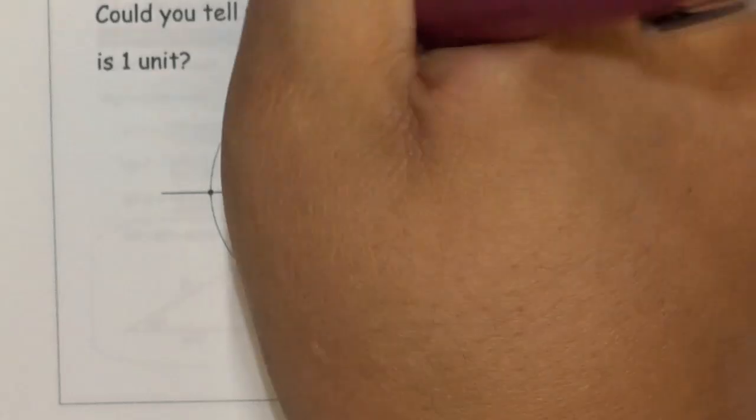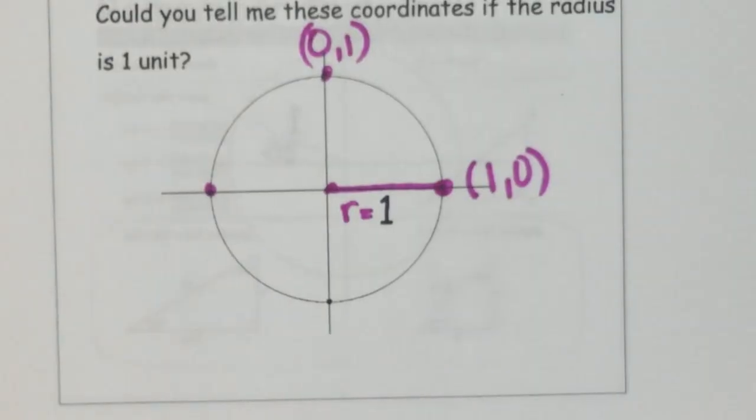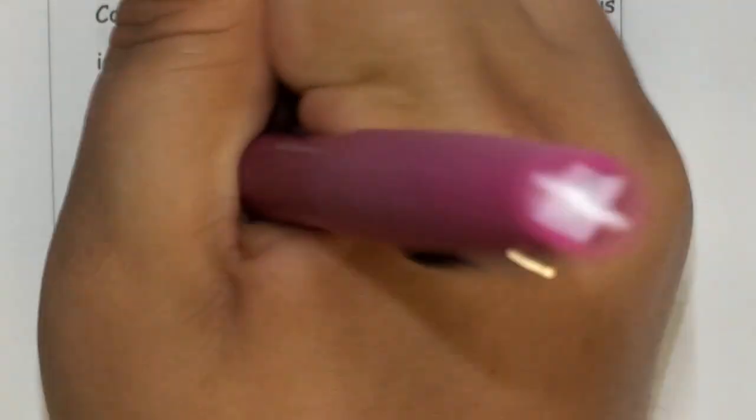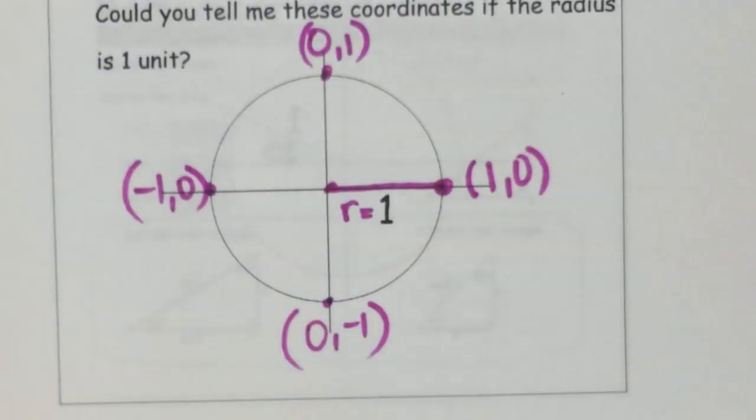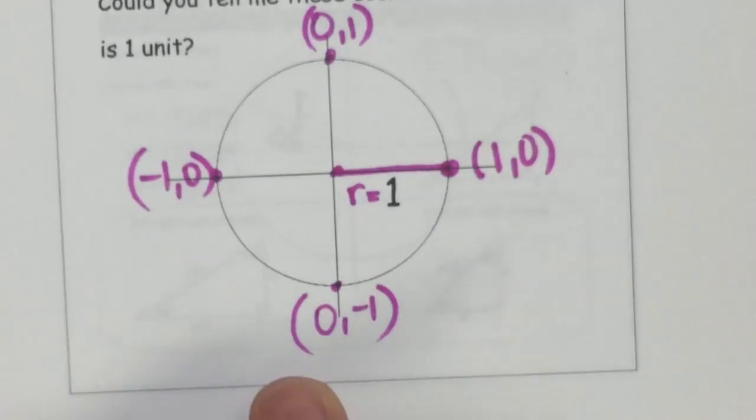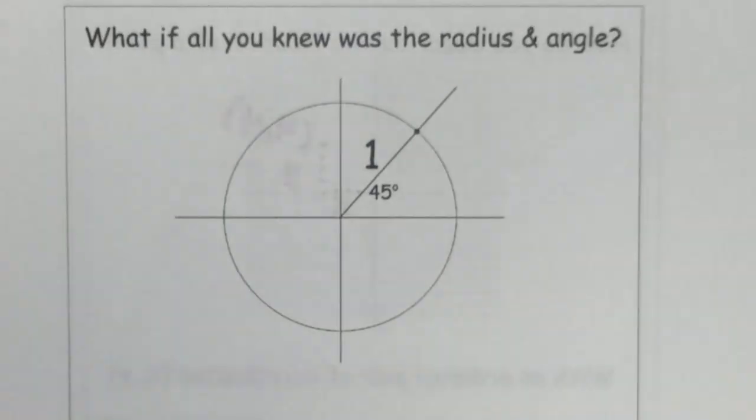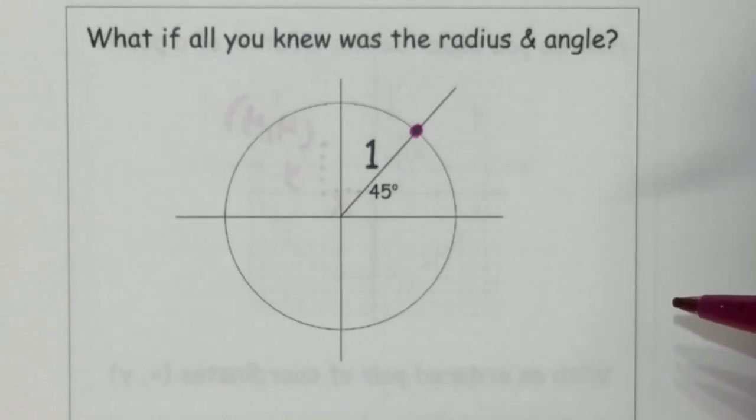0, 1. Right here, -1, 0. And 0, -1. Do we all agree with that? Okay? Super basic, right? But what if I ask you, what about at 45 degrees? Could you tell me what the coordinate at 45 degrees is?